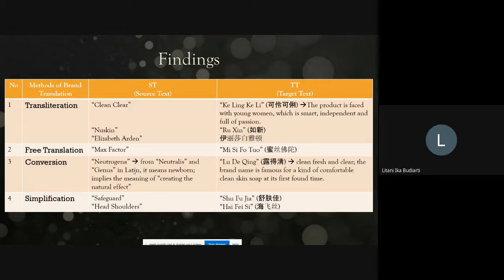And then the simplification: Safeguard and Head & Shoulders become Sufuja and Haifesi. It is almost the literal translation, but it is not. So it's simplification in their language. It's like what they heard and then they simplify it.